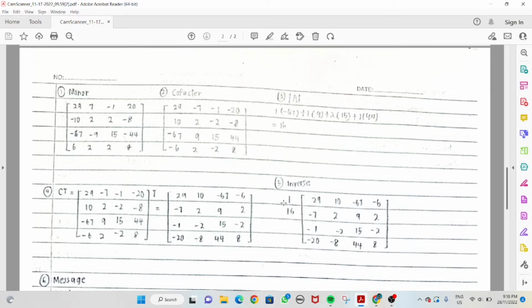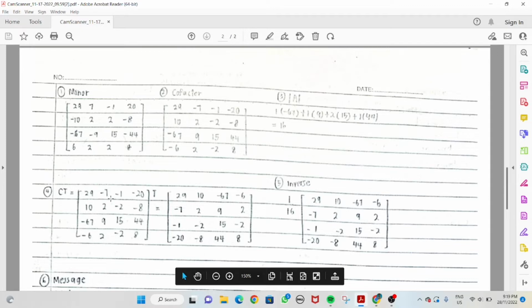Next, for the adjoint method, we will first have to find the adjoint matrix of A, which is in this case the adjoint matrix of C. So, the adjoint matrix of C would be 29, 10, -67, -6, -7, 2, 9, 2, -1, -2, 15, -2, -20, -8, 44, 8. I know you'll be wondering how did we get this.